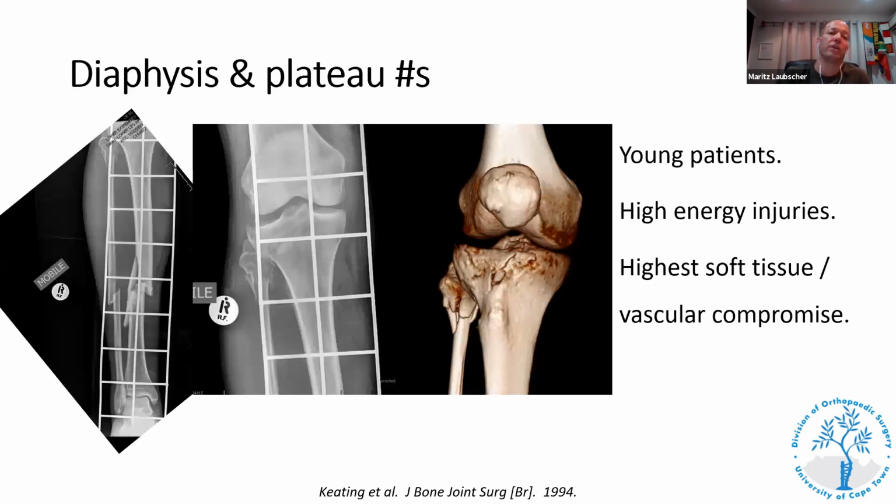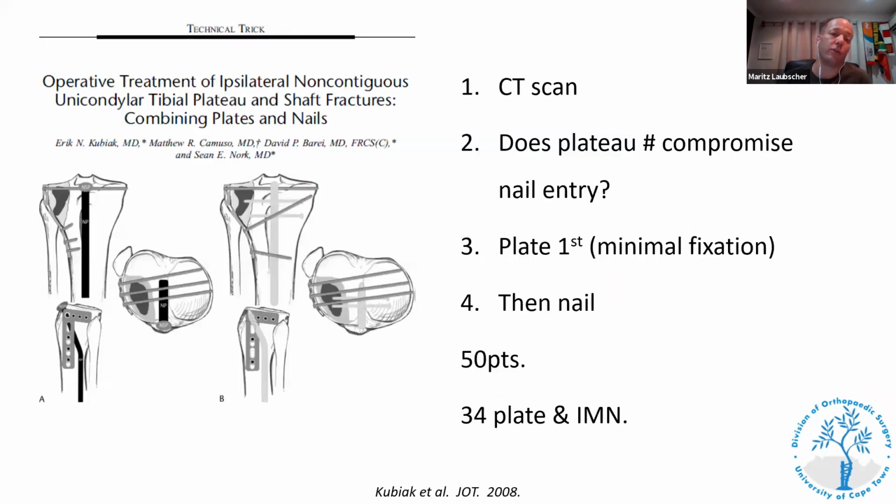So this is an example of a plateau shaft combination. You can see here from the CT, this is a Schatzker-type lateral condylar fracture that exits medial to the intercondylar eminence in combination with a shaft fracture. These combinations are usually young patients, very high energy injuries with high incidence of soft tissue problems. So you should be alert to that.